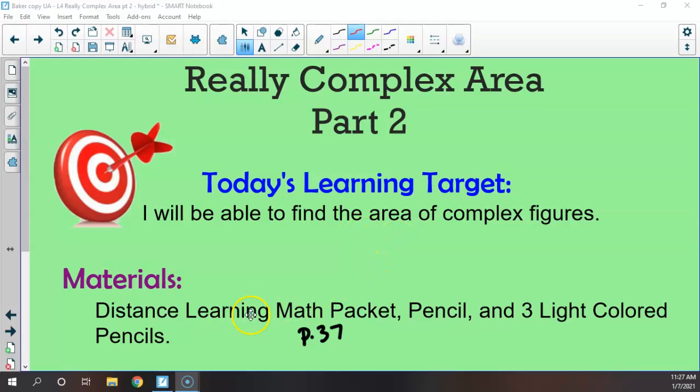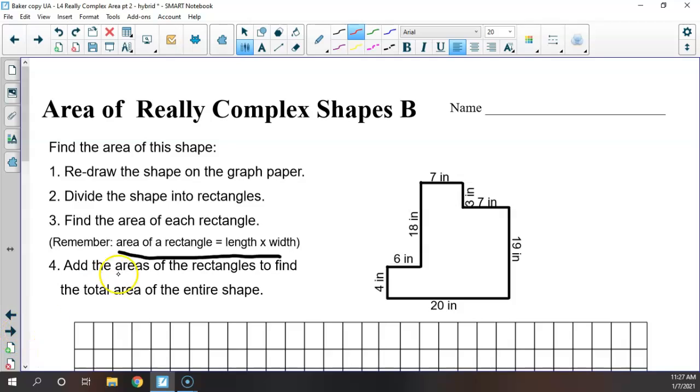The materials you will need is that distance learning math packet. We will begin on page 37 of that packet. You'll need a pencil and 3 light colored pencils, since now we're splitting our complex figures into 3 different rectangles instead of just 2. All right, so let's get started. Please open that packet to page 37. It should look like this.